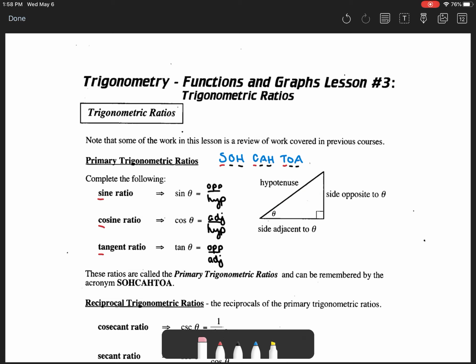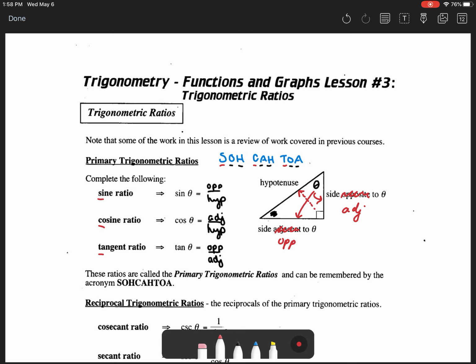Now, if I move that theta, let's say that's not the angle I'm talking about, but I now move theta to the other acute angle in the triangle. Well, now this side here would be the opposite side. The side beside that reference angle would now be the adjacent side. But like I mentioned earlier, the hypotenuse would not move. It would remain where it is, and it's still the longest side in the triangle.